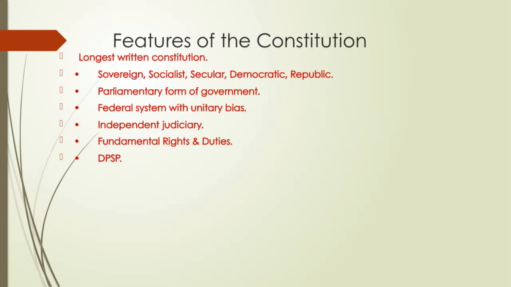society. Today, I want to highlight some of the key features of our constitution. First, it is known as the longest written constitution in the world, which reflects its detailed and comprehensive nature. Our constitution is built on core principles like sovereignty, socialism, secularism, democracy, and republicanism. These principles form the foundation of our nation's identity and governance. We follow a parliamentary form of government, meaning that the executive is accountable to the legislature and, ultimately, to the people.